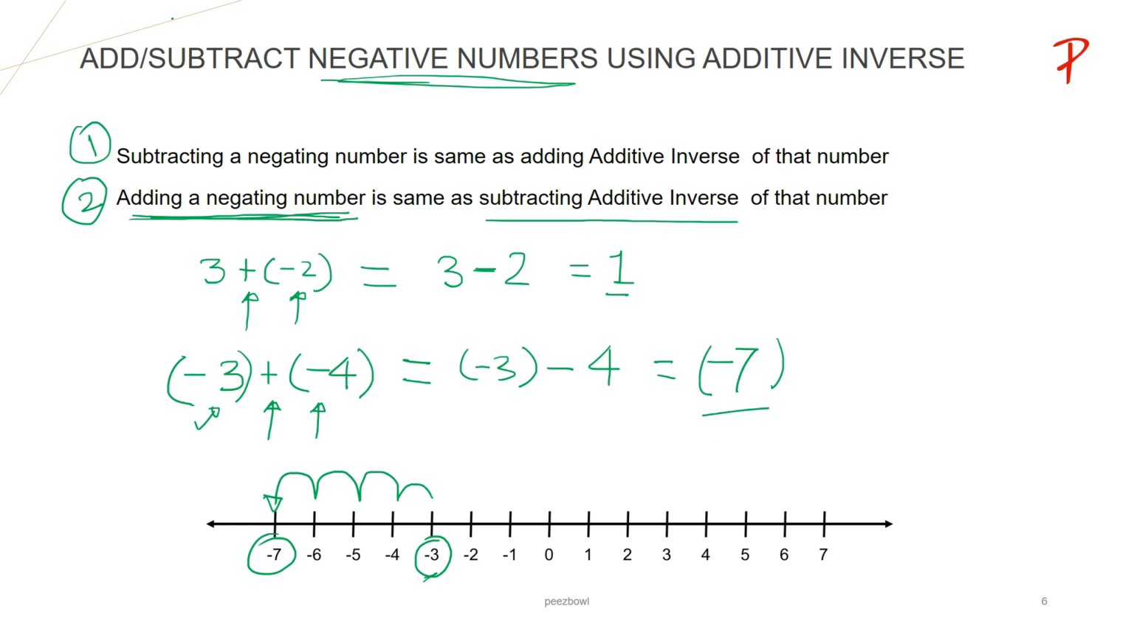Okay, so we have seen adding and subtracting both negative numbers using additive inverse, and we have seen 2 rules: subtracting a negative number is same as adding additive inverse of that number, and adding a negative number is same as subtracting additive inverse of that number. Hope this much is clear to you.